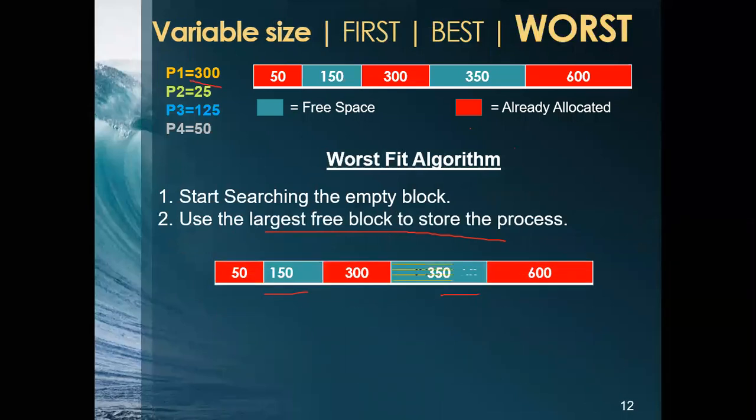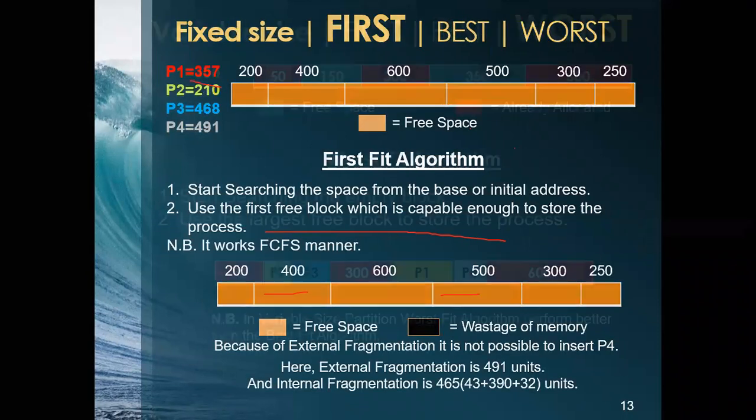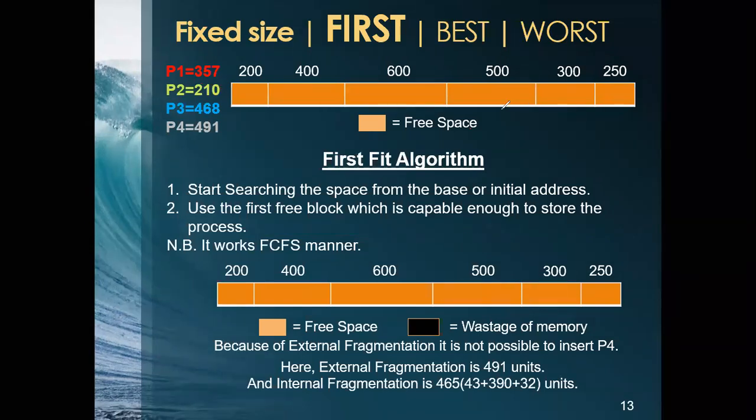Now, the second case: instead of using variable size, why don't you use fixed size? Fixed size means that the memory will be allocated into certain spaces, just like the example of 10 kilobyte memory we have seen. My memory is divided into 200, 400, 600, 500. These are some sizes I have divided my memory into. Now the memory allocation blocks are fixed.